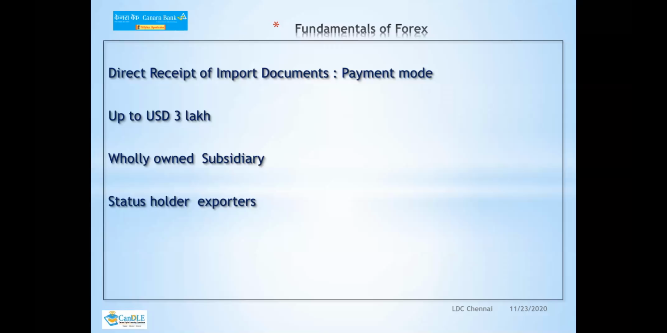It is for a wholly owned subsidiary or status holder exporters. Very, very important: direct receipt of import bills is also permitted. Not all, because everything is permitted but subject to some ceiling, up to 3 lakh USD, even though normally all export-import transactions must be routed through a bank only, the authorized dealer. But in some cases, if a party is trusted by the overseas seller and he sends the document directly to our party, up to 3 lakh USD, a very important exam question, you can make payment even though the import document is received by the party directly. In the case of wholly owned subsidiaries or status holder exporters, these two cases you can permit.